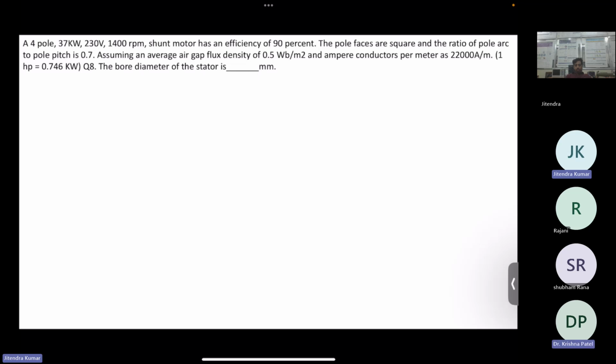Sir, for armature drop in a DC machine, can you guide us how to solve that type of question? Okay. Since no resistance values are given, you won't need them in this particular problem. But output power is given, and you can calculate input power from the efficiency value.